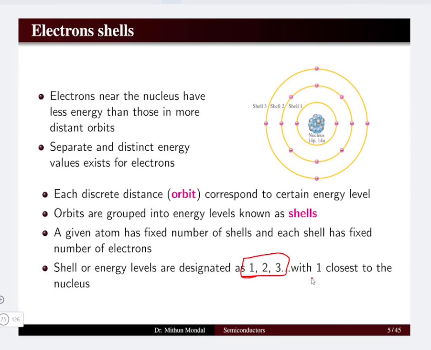So which one is close to the nucleus? The one which is close to the nucleus is given as 1, and as we move away from the nucleus, we will be counting in ascending order 1, 2 and 3, that are known as the shell or otherwise the energy level.